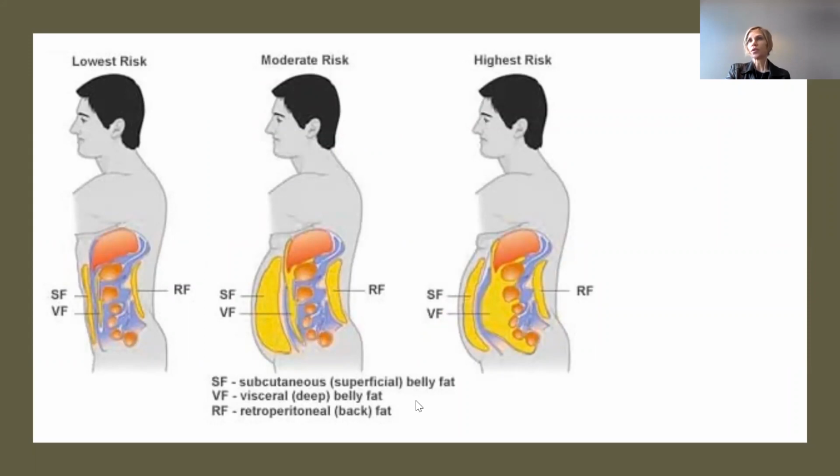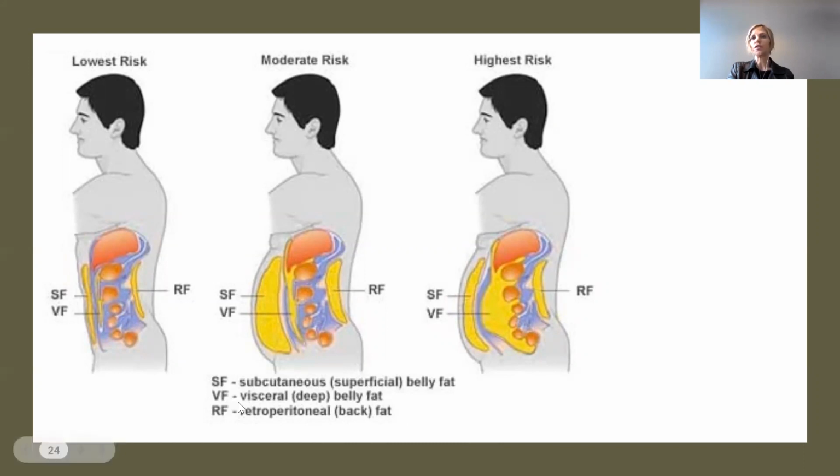And the different type of fat stores. This is so important to understand. And this is a very simplistic way. I'll talk deeper into the different fat stores in another presentation. But when you think about fat on the body, you have the subcutaneous, which is like the superficial belly fat. It's right below the skin.